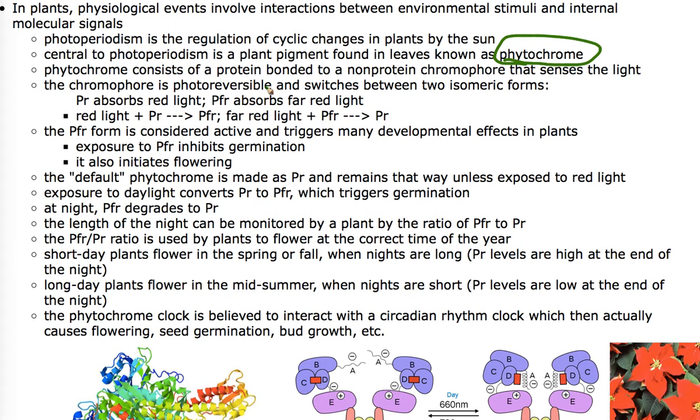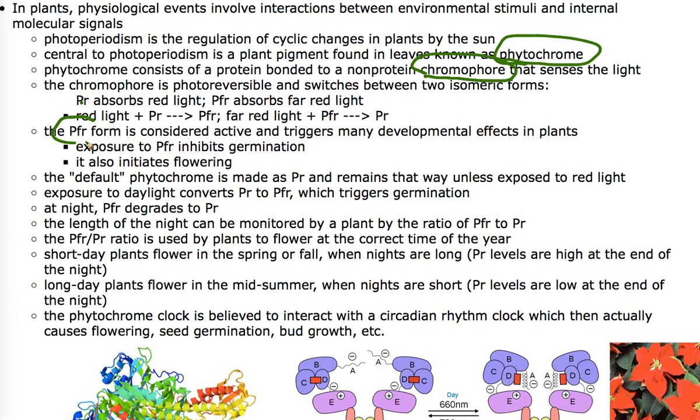Phytochrome consists of a protein bonded to a non-protein chromophore, which senses light. The chromophore is just the part of the pigment that actually absorbs the light. The chromophore is photoreversible and switches between two forms. PR is the form of the chromophore that absorbs red light. PFR absorbs far red light. And the basic reaction is red light plus PR makes PFR, and far red light plus PFR makes PR.